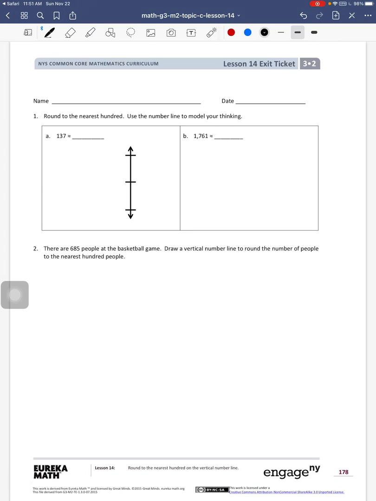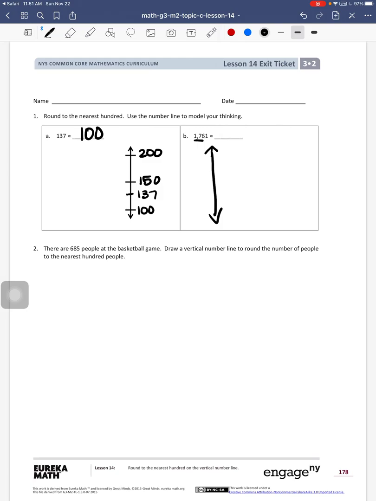All right, exit ticket, round to the nearest 100. Use a number line to model your thinking. So 137, 100 would be here. 100 more is 200. The number in the middle is 150. Where would 137 go on our number line? Yeah, you're right, between the 100 and 150. So what number would 137 round to in the nearest hundreds? That's right, 100.